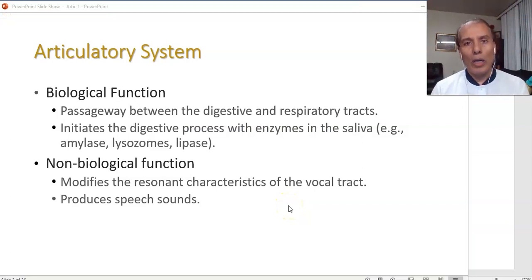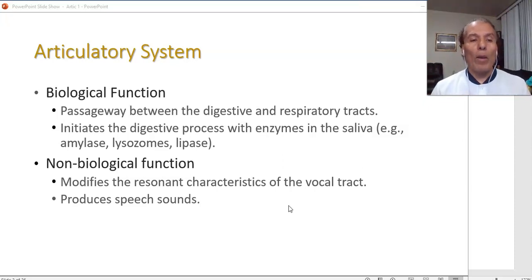So first, the articulatory system performs biological functions, obviously functions for survival, and these are the most important functions. These functions, for example, include feeding and breathing.